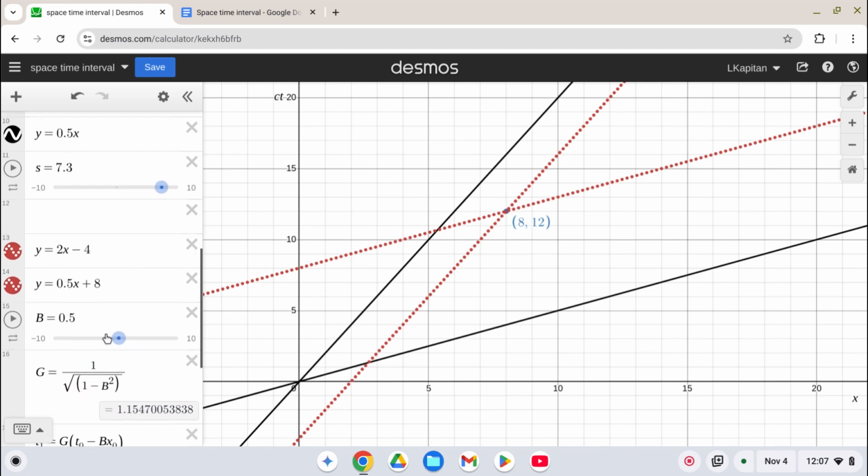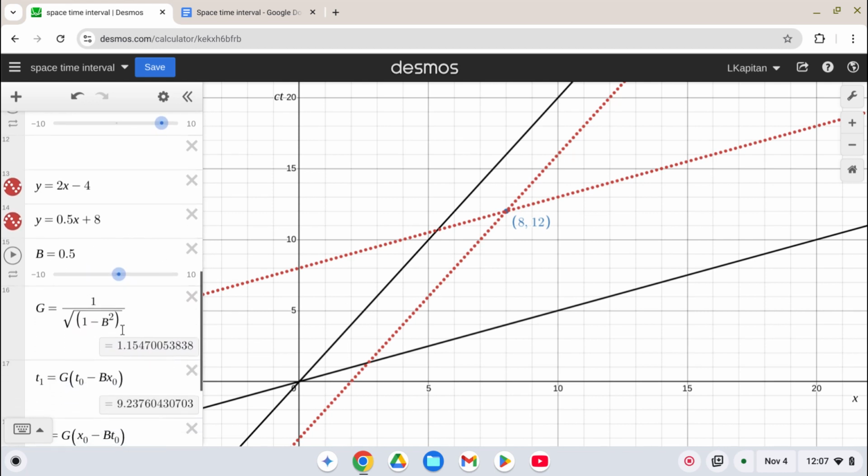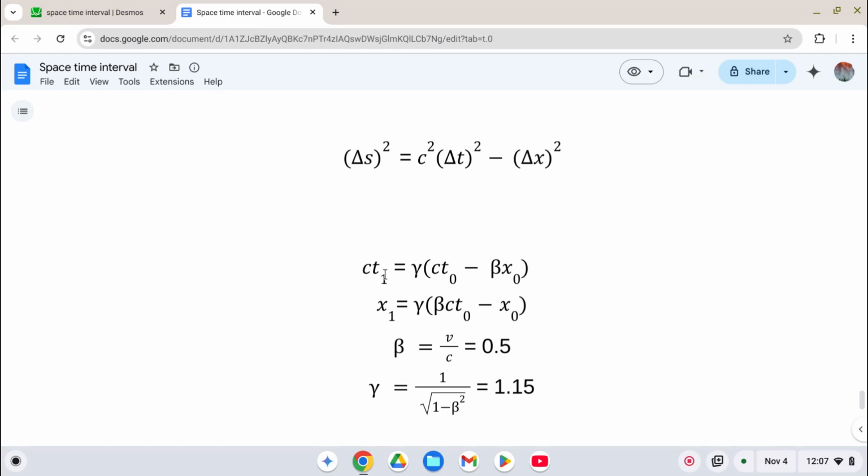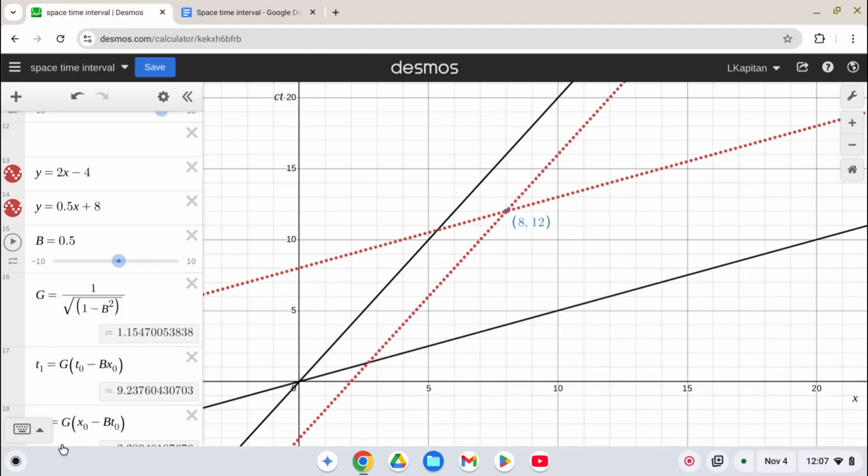All right. So here's our beta. We wrote that down. Here's our gamma, the function. It turns out to be 1.15. Now let's do our first calculation, which is this one here. All right. So we got t1 equals gamma times t naught minus beta x naught. And we know what x naught is, 8, and ct naught is 12. All right, so we get this number. So this is 9.237 on the time axis.